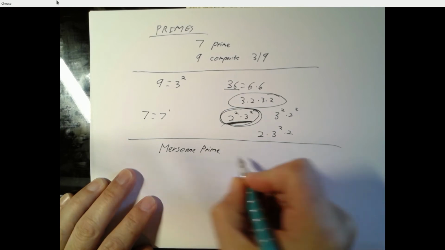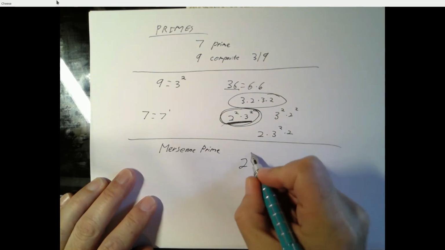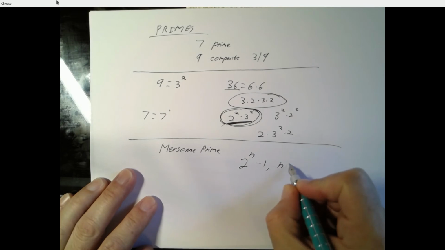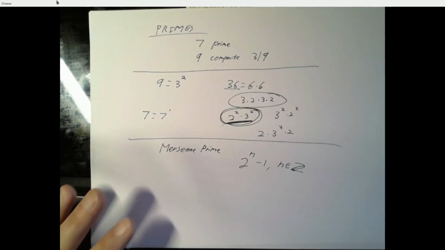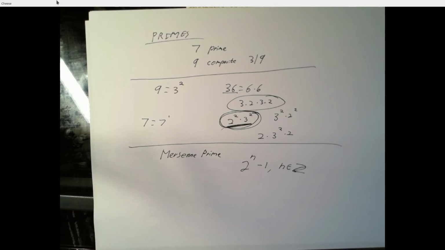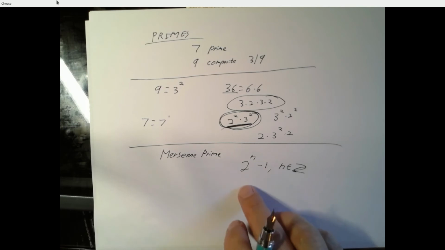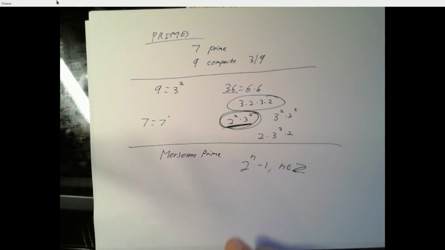And a Mersenne prime is a prime of the form 2 to the n minus 1, where n is an integer. And we hear about Mersenne primes because these are really the form of the largest prime numbers that we've discovered up to this point. Why? Because if there's a prime in this form, we know a lot of things about it.